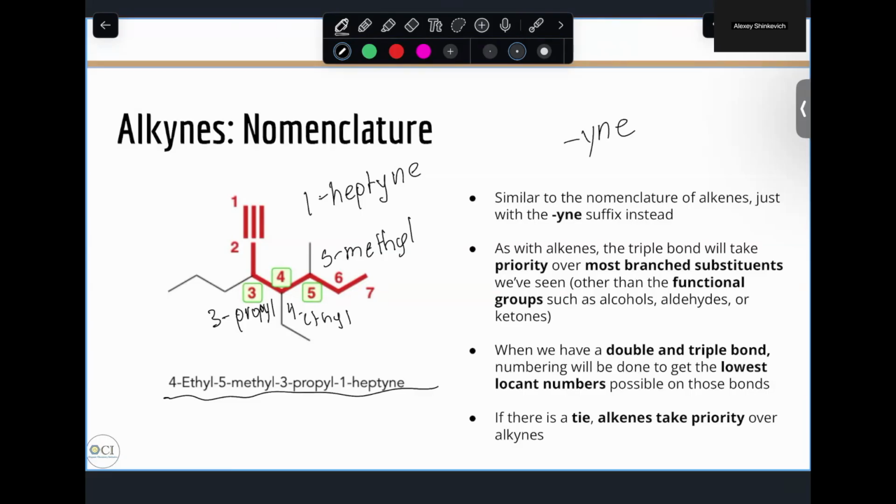An important thing to note is that if you have a double bond present in the molecule with a triple bond, you're going to start your numbering at the double bond. The double bond is more important than triple bond. But if it's not there, you start it at the triple bond. And you want the triple bond to have the lowest possible numbering.